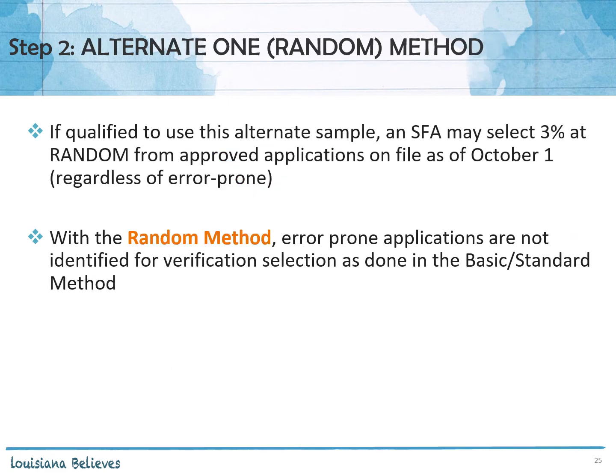In the case that your school system had less than a 20% non-response rate in school year 2020, the alternate one or random method is an option. The alternate one sample size is the lesser of 3% of all applications approved by the LEA for the school year as of October 1st of the school year selected at random, or 3,000 applications approved by the LEA for the school year as of October 1st of the school year selected at random. With the random method, error-prone applications are not identified for verification selection as done in the basic or standard method.